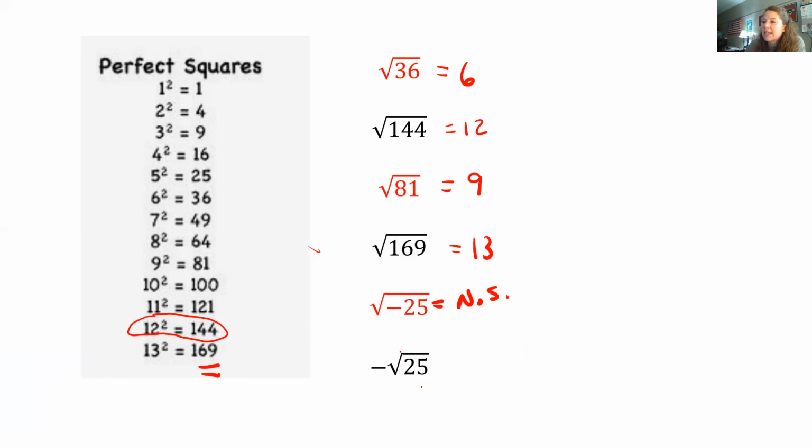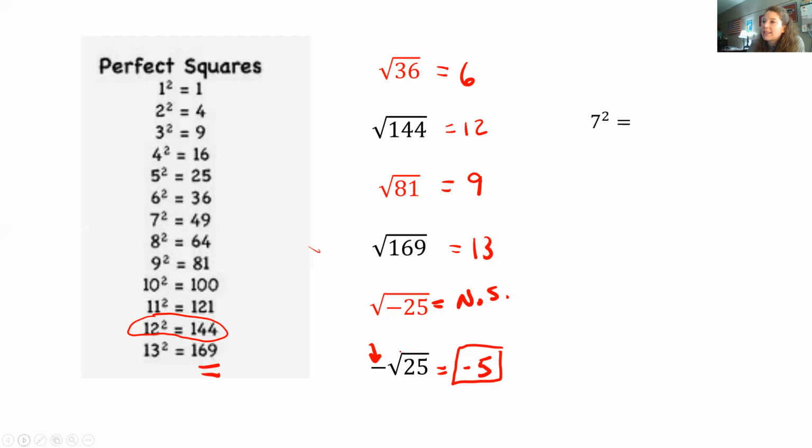All right, now this is saying, what is the square root of 25? And we know the answer is 5. And then it asks, what is the opposite of the square root of 25? So this is a real answer. Okay, so if you have that negative sign in front of the radical, that's a real number. If it's inside, it's not a real number.